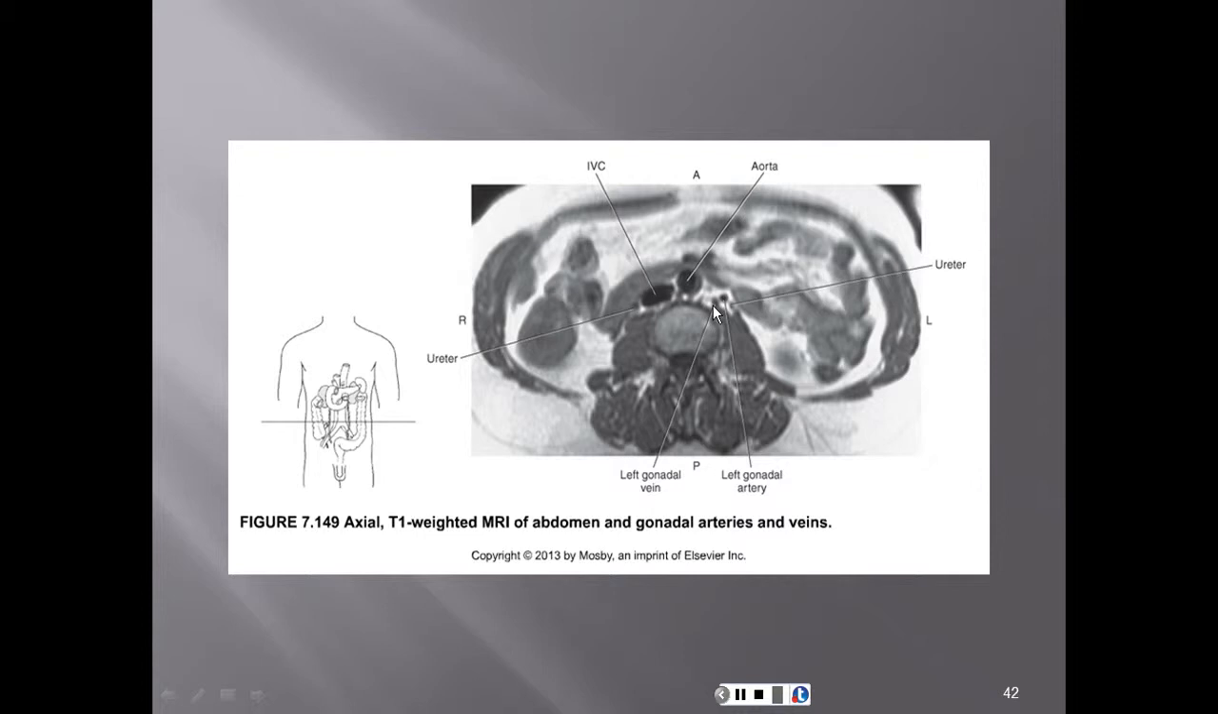Remember, the vein is going to be on the right side, the artery is going to be on the left. And again, if you're trying to differentiate between the vein and the artery, remember the artery is more or less a complete circle, where the vein has to exercise capacitance and therefore might be oblong in this presentation.